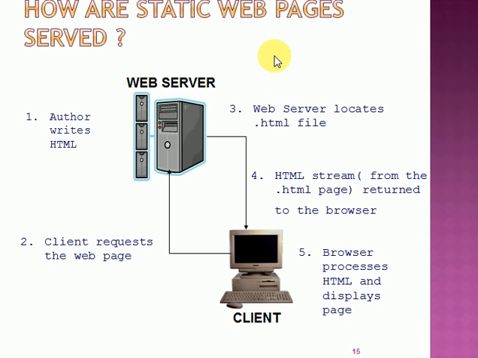How are static web pages served? Web server. First, the author writes the HTML. The client requests the web page. The web server locates the HTML file. The HTML stream from the .html page is returned to the browser. The browser processes the HTML and displays the page.